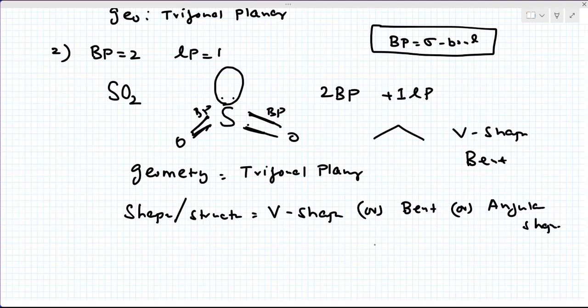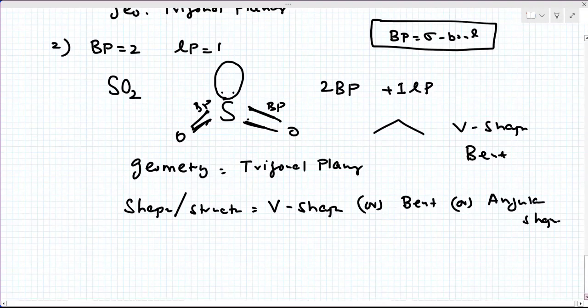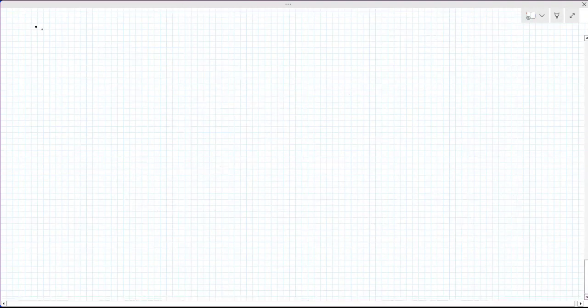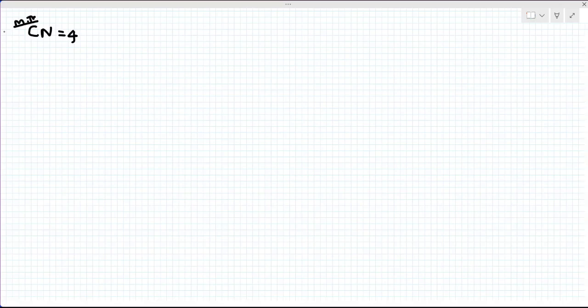Now listen, 2 lone pairs and 1 bond pair is not possible. Now I will go to steric number 4. This is very important. Please. Steric number 4, most important. Case number 1: bond pair is 4 and lone pair is 0.